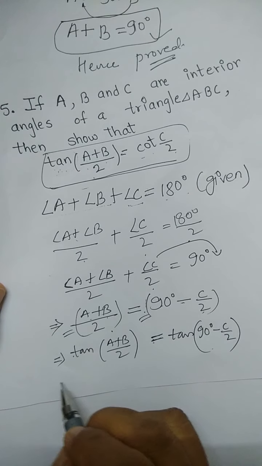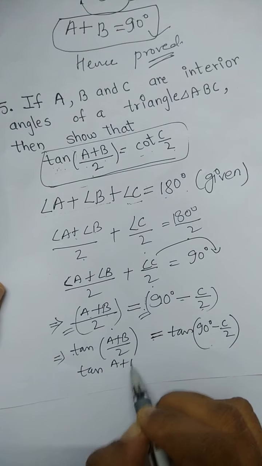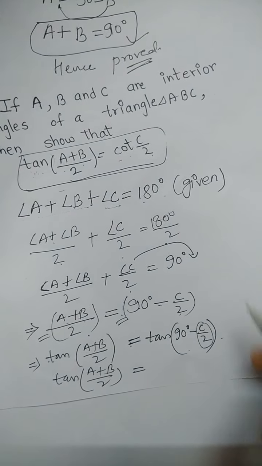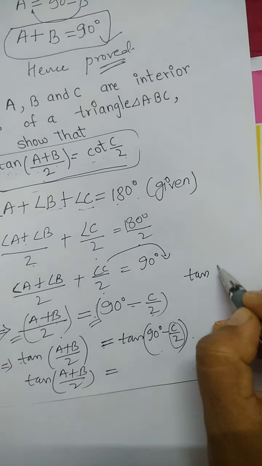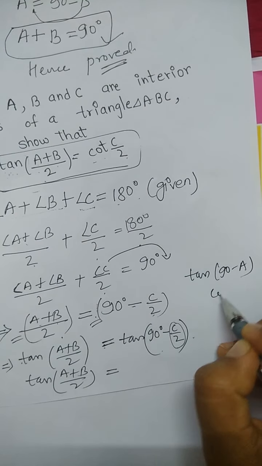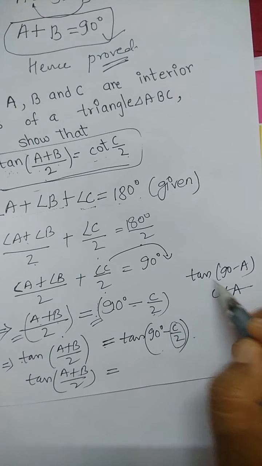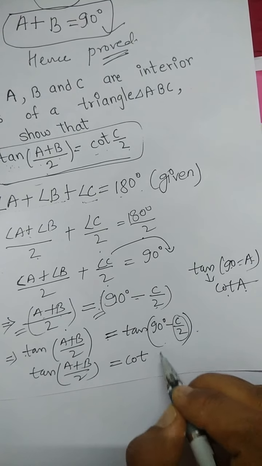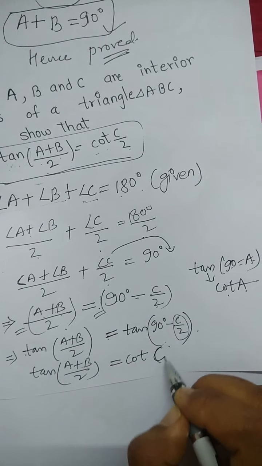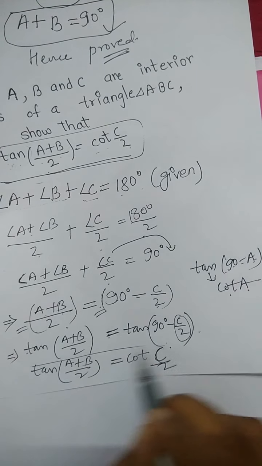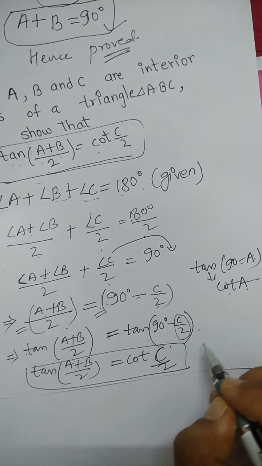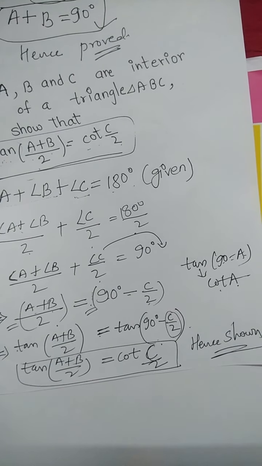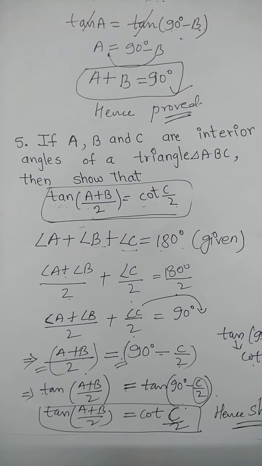Now tan (A plus B) upon 2 equals tan (90 minus C by 2). What will be tan (90 minus A)? Tan (90 minus A) is cot A. The complementary ratio of tan is cot, and 90 minus A is A. So you write down here cot. Instead of A, what is here? C by 2. So we have proved, shown, hence shown. Like this, you have to solve this problem.